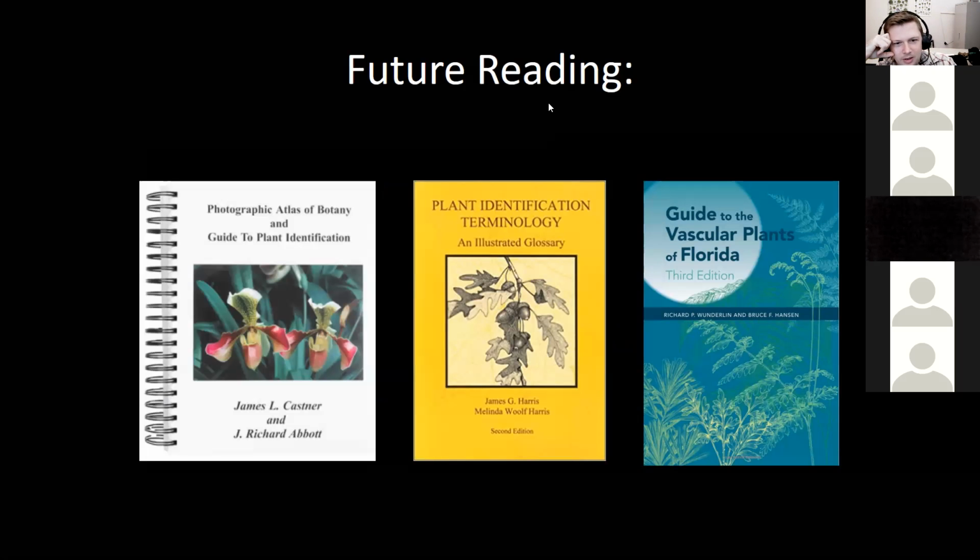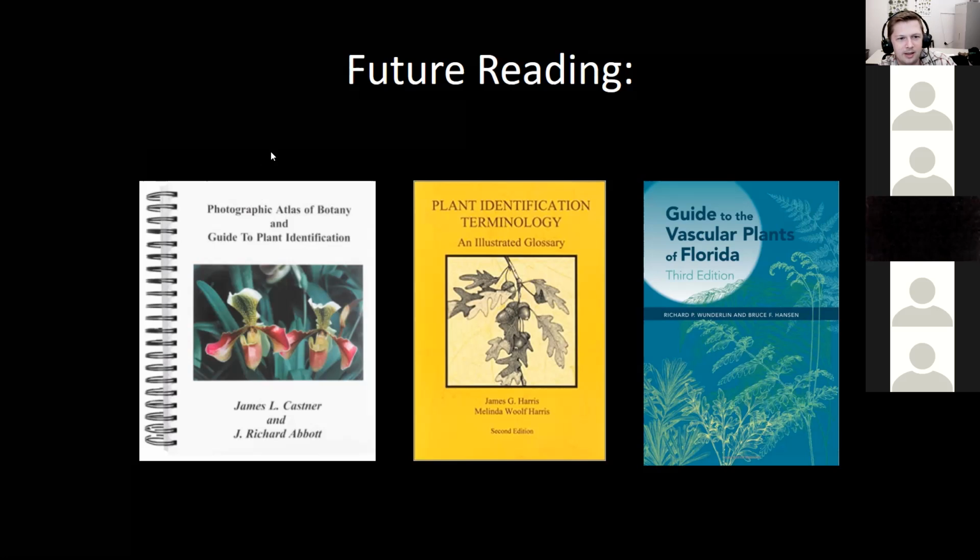So good books will help you along your way. These are just a few I wanted to point out here. If you want to learn simultaneously about morphology, the different parts of the plants, but also how the plants are related to each other, this one gets a lot into taxonomy. Really good book. Relatively cheap because it's spiral bound, has lots and lots of photos.